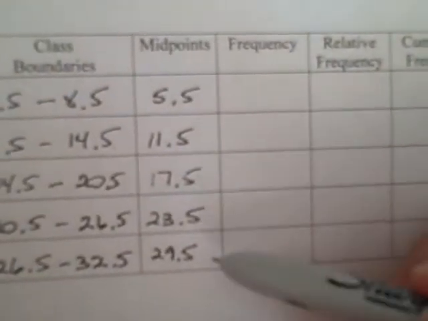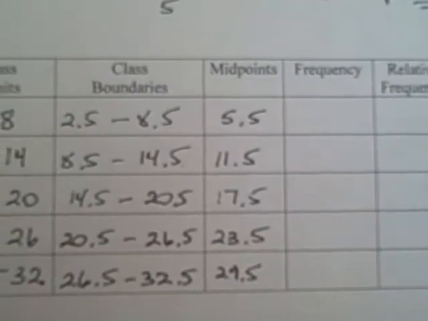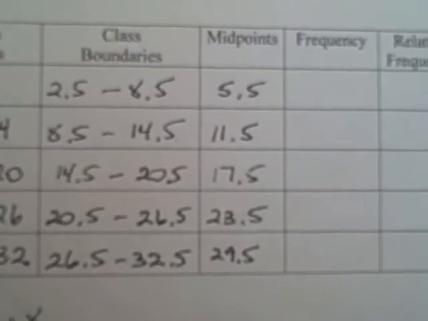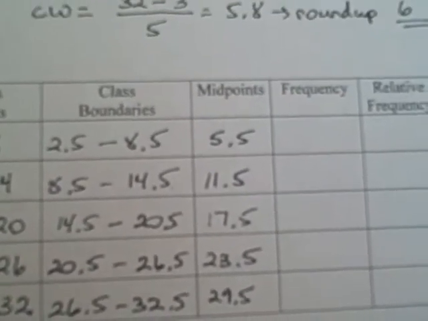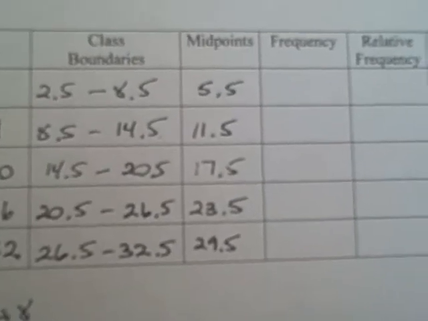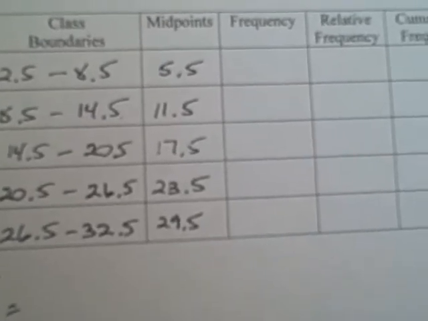Now, what do you notice about the difference between our midpoints? It's 6, our class width. So the class width pops up again. If our class width had been 12, our midpoints would go by 12, okay? All right. I think this is a good stopping point before I reach my 10-minute mark. You're going to need to start up part 2 for this to get the rest of the table.